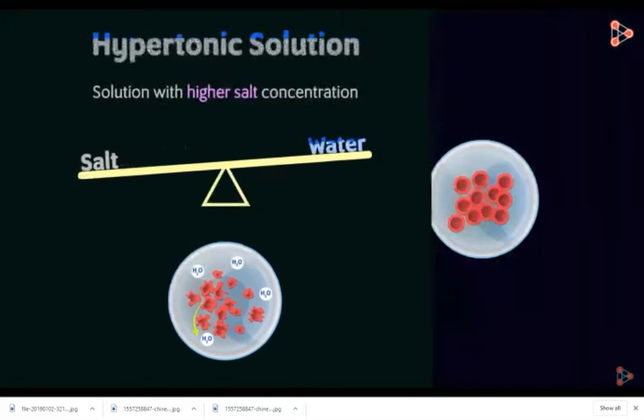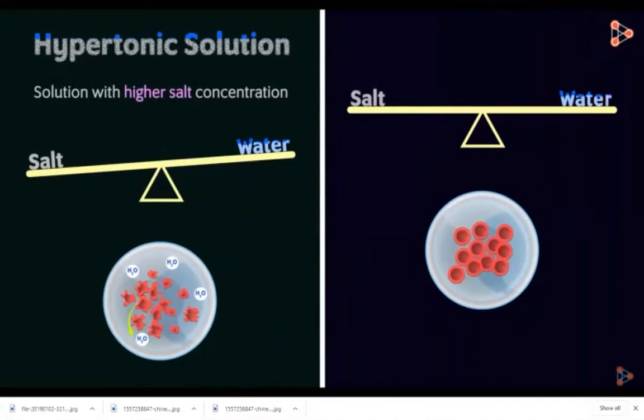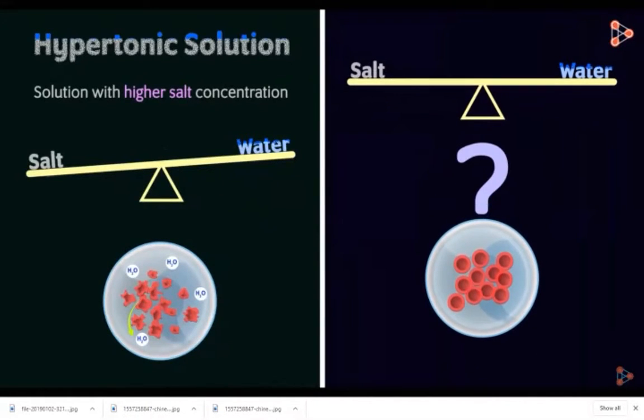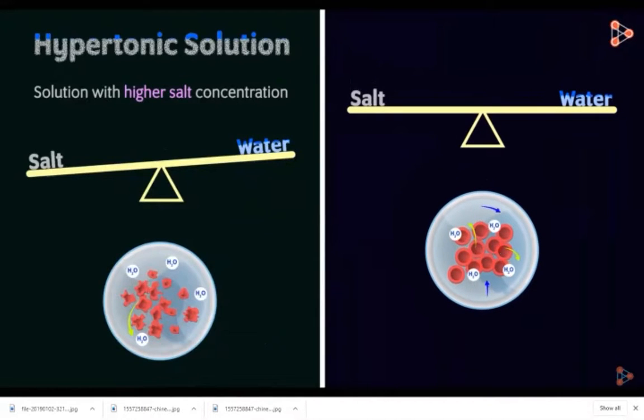Now let's have a look at the second case. Here, the level of salt and water seems to be the same on either side of the cell membranes, that is, both within and outside the cell. Therefore, there was a balance in the movement of water. What do we understand by this? It means that the movement of water was the same in either direction. As a result, the size of the cell did not change.